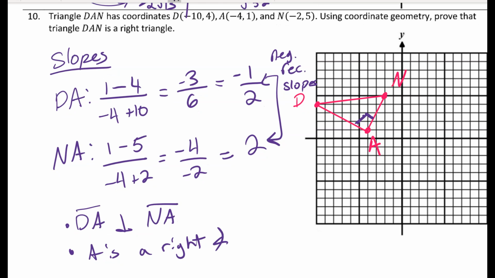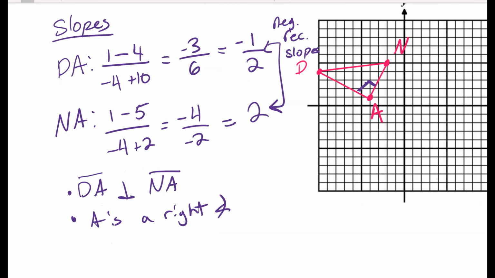Why is that? That's because perpendicular lines form right angles, which is enough to say triangle DAN is a right triangle, because right triangles have one right angle.